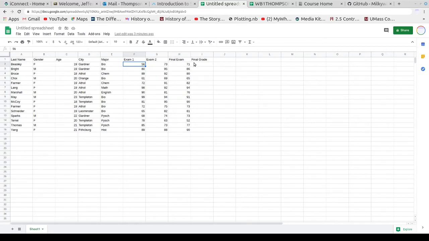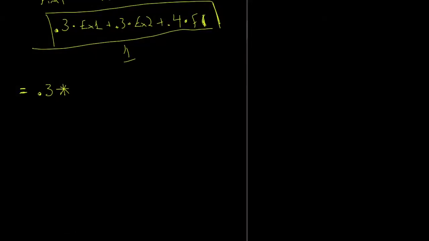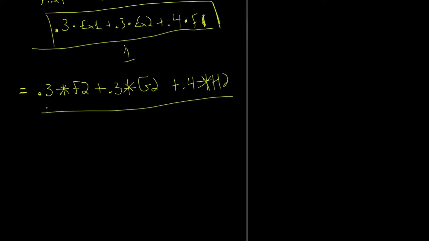F2. So I'm only going to focus on this first row. I'm only going to do Beasley's grades. And what I need to write out here is 0.3 times F2, that's the cell Exam 1 is in, plus 0.3 times G2 plus 0.4 times H2. And that's what I'm going to type in. And we'll come over here and look at that.